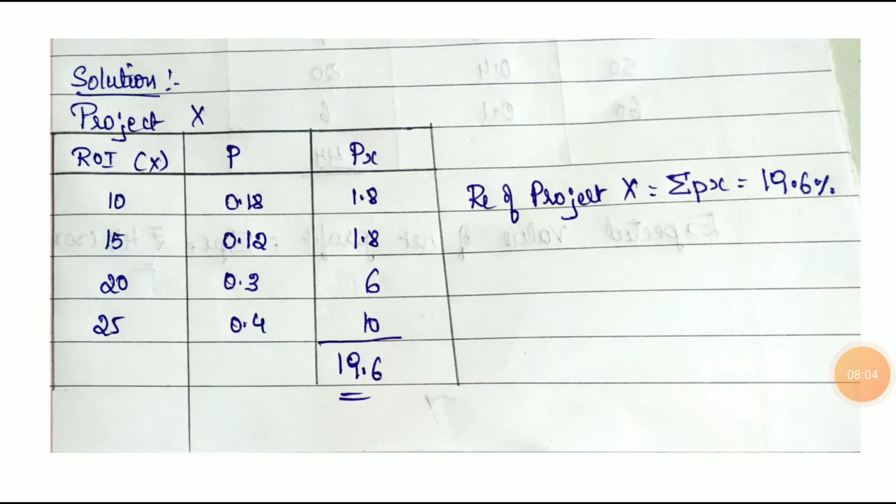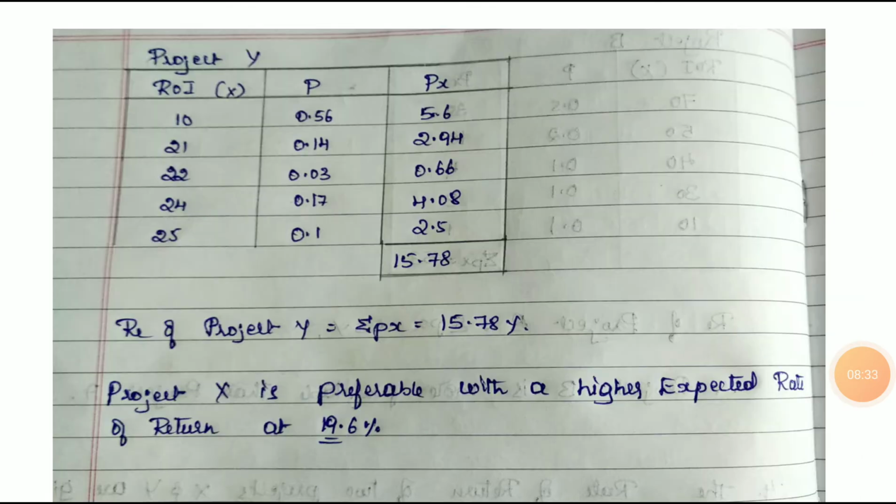So the expected rate of return of project X: by multiplying return on investment and probability, 10 into 0.18, that's 1.8, 15 into 0.12, it's 1.8, 20 into 0.3, it is 6, 25 into 0.4, it is 10. So the total of the third column is 19.6. It is the expected rate of return of project X. So that is 19.6%.